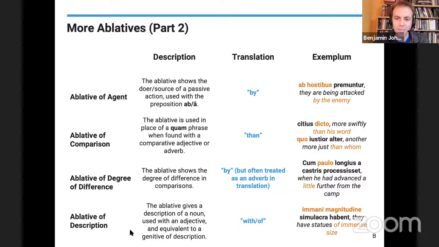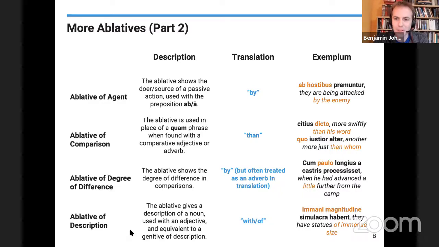Others are super common, so common that they don't need to be on that list in order to be important to know. So we start off with the ablative of agent, which you've seen here, and that's where the ablative shows the doer or the source of a passive action, used with the preposition ab. We translate ab with by, and the example here is "they are being attacked ab hostibus," by the enemy.